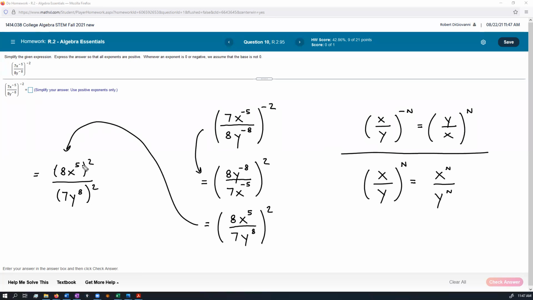And then using the property that we used in the previous problem, because there is multiplication between these, I can square each one of those. So that means I can take the 8 and square it, and then I can take the x to the 5th and square it, and then on the bottom I'm going to do the same thing. I'm going to take the 7 and square it, and then I'm going to take the y to the 8th and square it. All right. Now, 8 squared and 7 squared are easy, but what about x to the 5th squared? So another property.